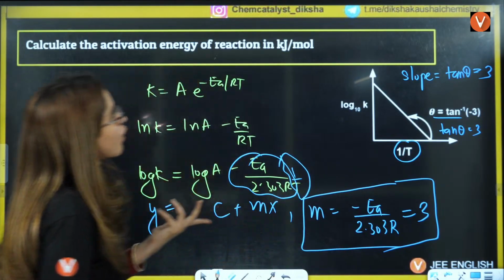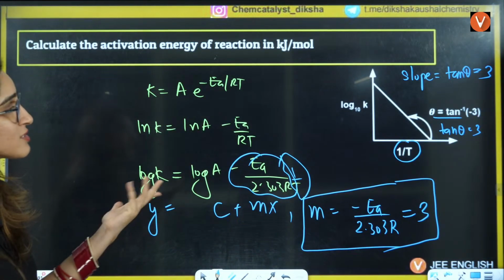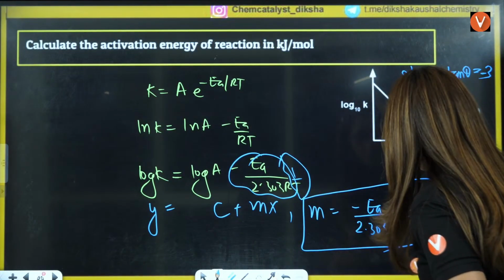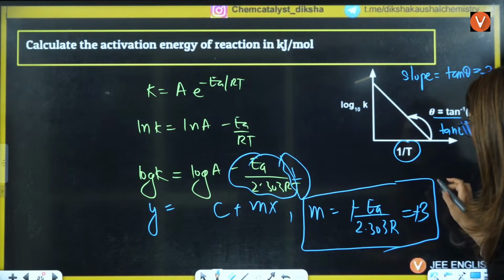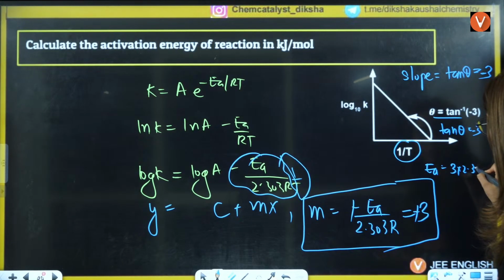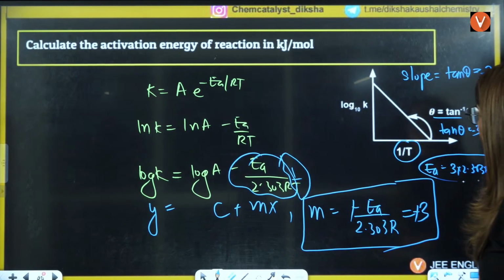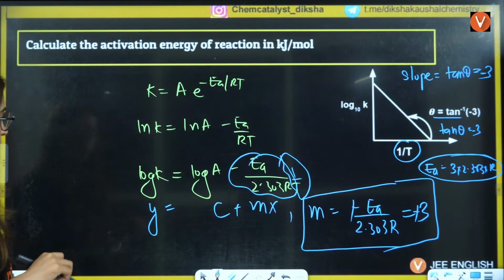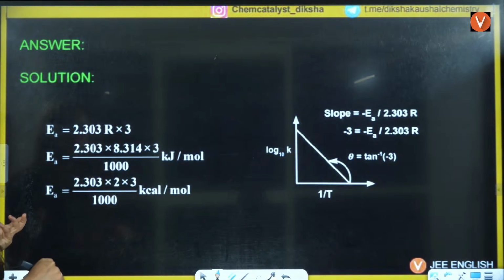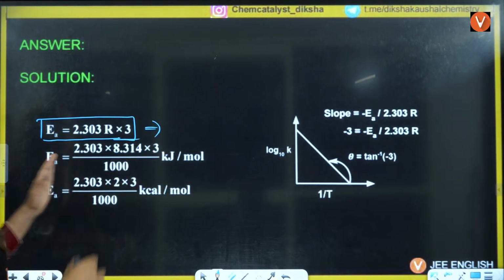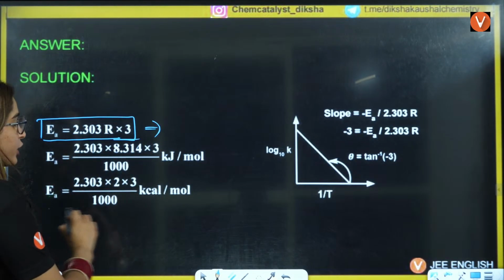You can easily solve that. In fact, this is given to be minus 3, so minus, minus will cancel. Ea is going to be 3 into 2.303 multiplied by R. That is going to be the correct answer here. So just solve the value of Ea, put the value of R here, and you will get your answer.